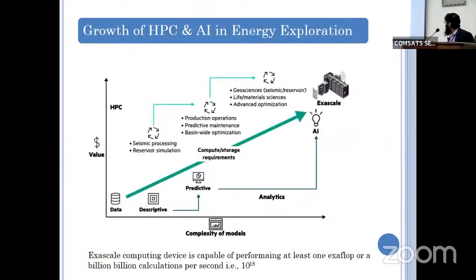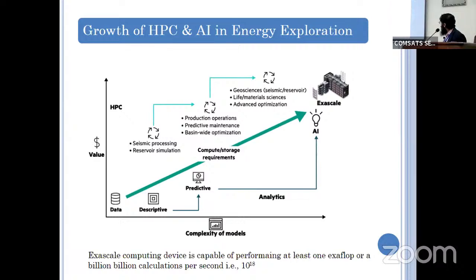That picture I took from HPE, because HPE is a pioneer of exascale computing. What is the meaning of exascale? Exascale means you are going for a billion billion flops. So that means 10 raised to power 18 flops, floating point operations per second.